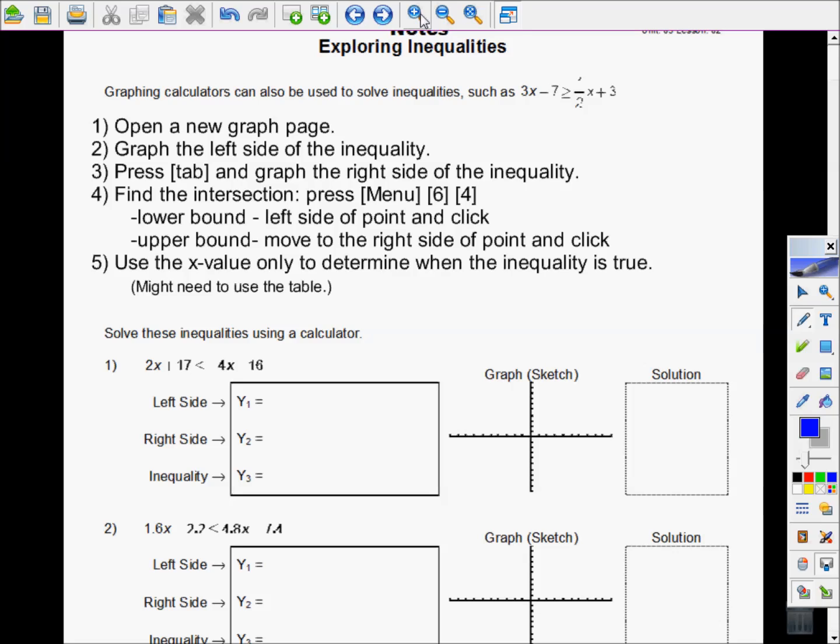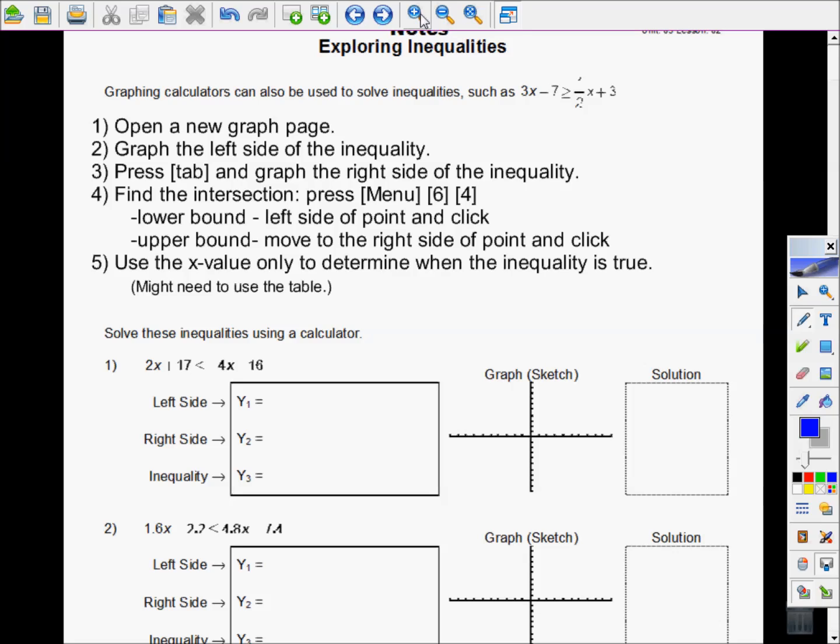The reason why I had to put this in here is because the original rules were to do it on a TI-84. But we do not use TI-84s anymore, so we have to write the NSPIRE rules. So the NSPIRE rules are: 1, open a new graph page. 2, graph the left side of the inequality. 3, press the tab button and graph the right side of the inequality. 4, find the intersection. You find the intersection by pressing menu 6 forward.